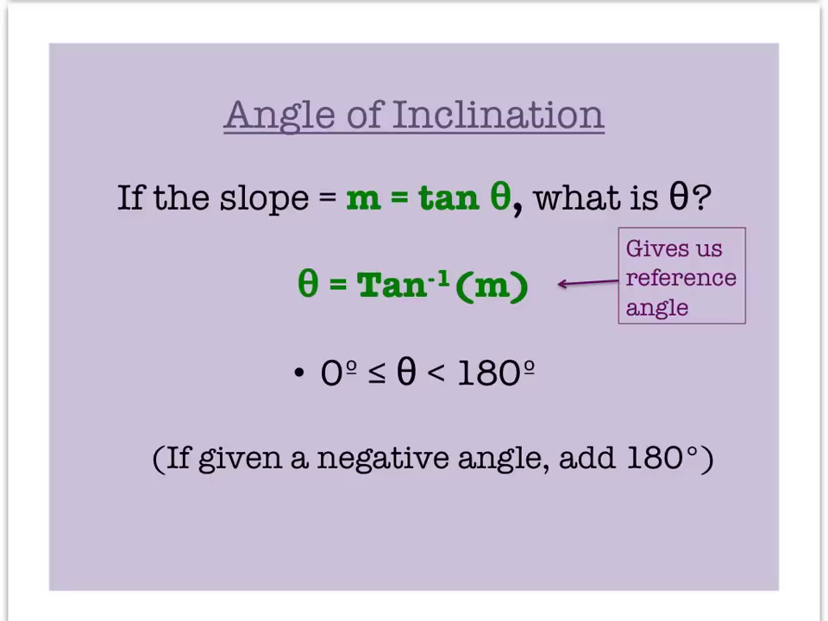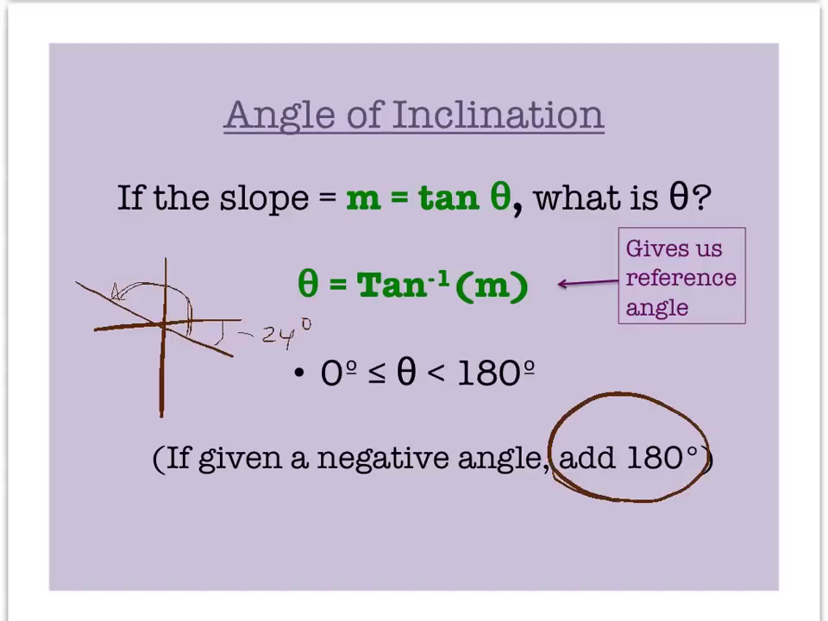If you're given the slope of the line, or if you can find the slope of the line, and you take the tan inverse, that'll give you the reference angle. And then from there, you just need to make sure that your answer fits between 0 and 180. If you're given a negative angle, we'll take a look at what that looks like. So let's say they give me an angle of negative 24 degrees. Well, if this is my line, what I really want is this angle up here, where right now I only have the negative 24. To get from this point all the way to this point, I want to add 180. So that's what we're going to do if it gives you a negative angle.